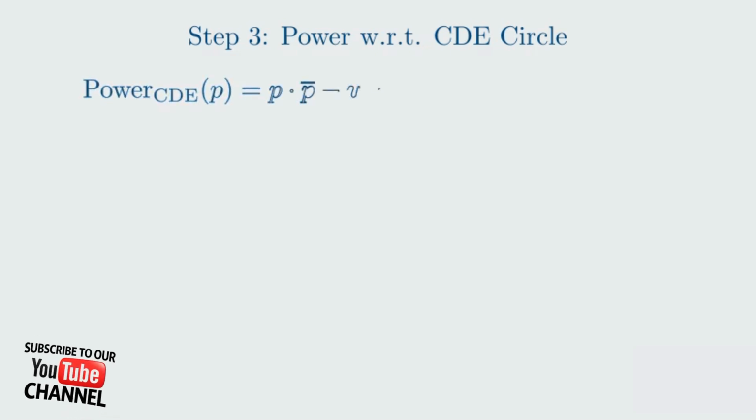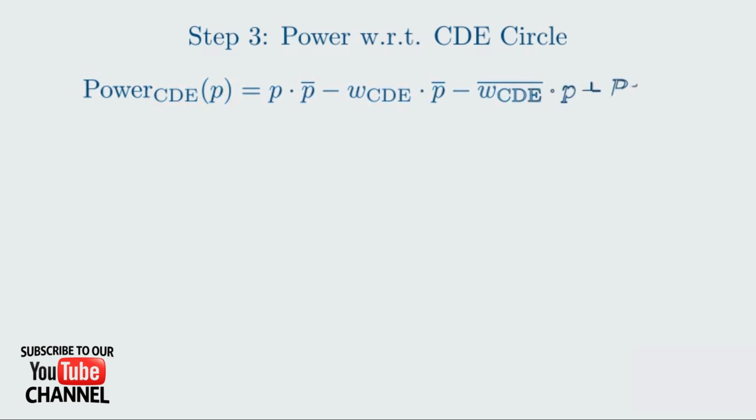Now, let's find the power of a point P with respect to the circumcircle of CDE. The circumcircle of CDE has its own center. Let's call it W_CDE and its own radius. The power of a point P relative to this circle is given by the general formula we saw earlier. So the power of P is P times its conjugate minus W_CDE times the conjugate of P minus the conjugate of W_CDE times P plus the square of the radius. This formula still looks complicated.